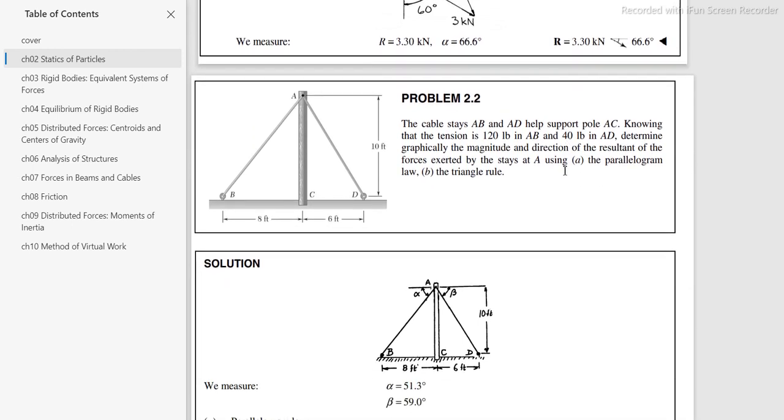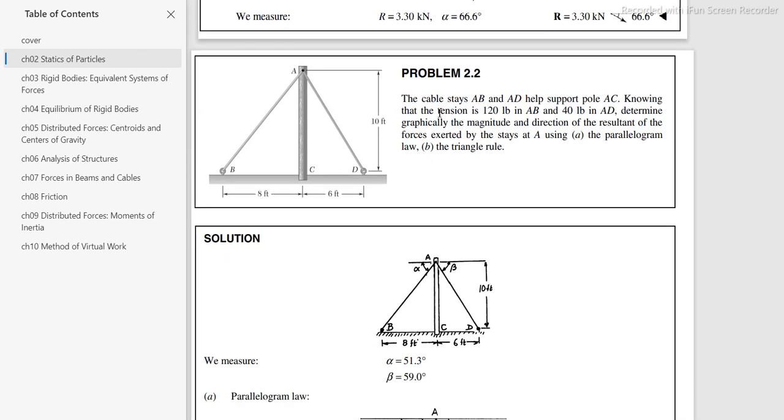Problem 2. The cable stays AB and AD help support pole AC. Knowing that the tension is 120 lb in AB and 40 lb in AD.